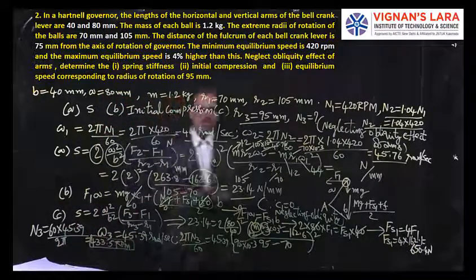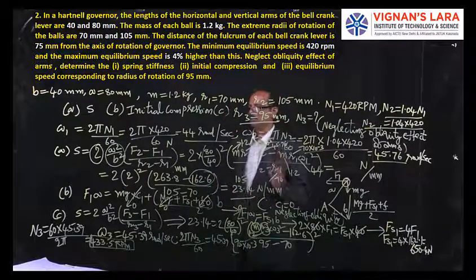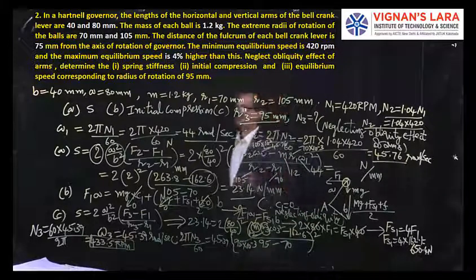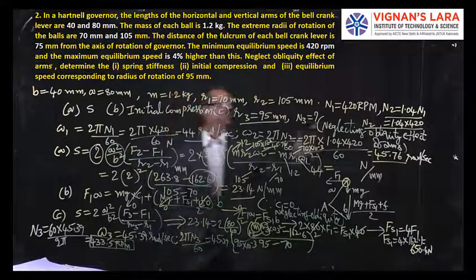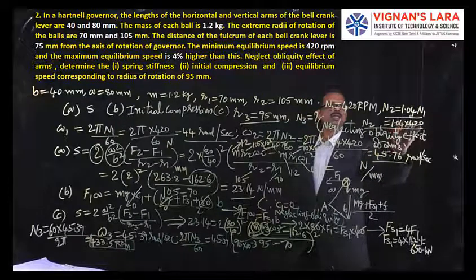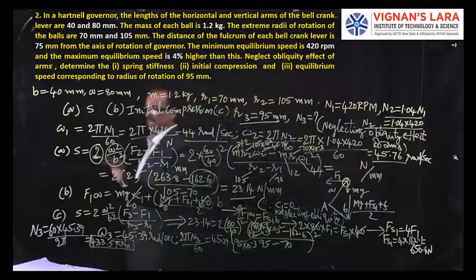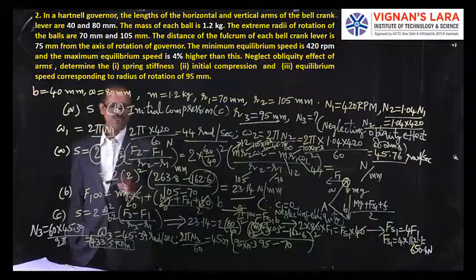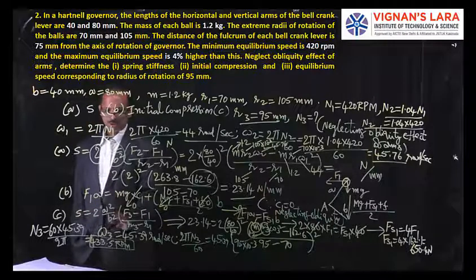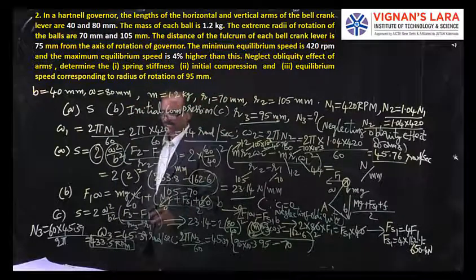So this is another problem, neglecting the obliquity effect of the arms. The previous problem and this problem are more or less similar. The difference you will find is in the data given. In this case, N2 is not directly given. It is given as 4% higher than the lower speed. That is why we have written 1.04 N1. The A and B bits are both the same as the previous. Only the additional C bit has come, where you are supposed to find another radius R3. What is the speed N3?